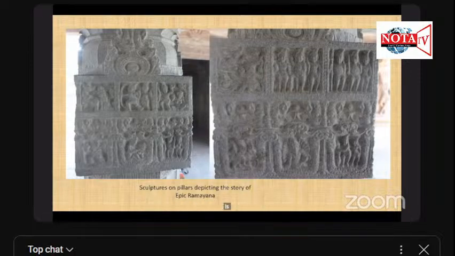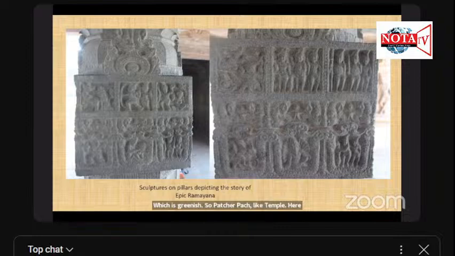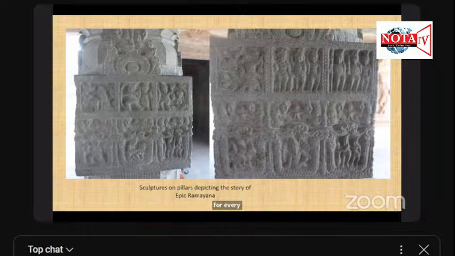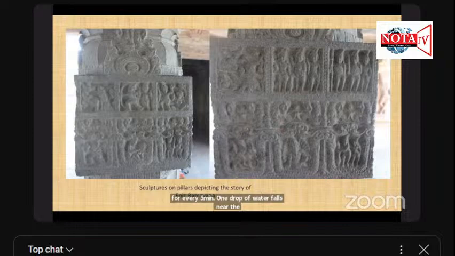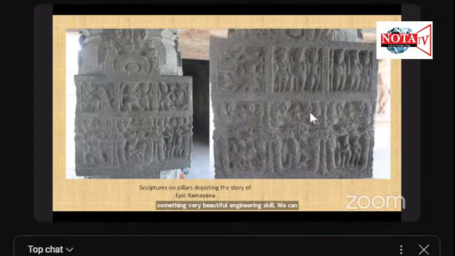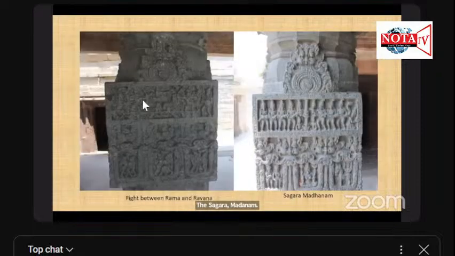And one more important thing about this temple is there is a Sivalinga which is greenish, like the Pachala Someshwara temple. Here also we have a Sivalinga in green color, and for every 5 minutes, one drop of water falls near the entrance. Don't know from where it falls, but it is a very beautiful engineering skill, we can see. So here you have the Sagara Madanam, and this is a fight between Rama and Ravana, here you can see.